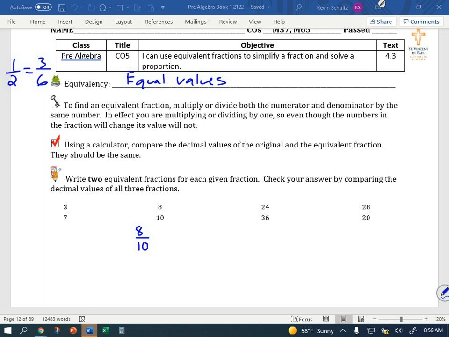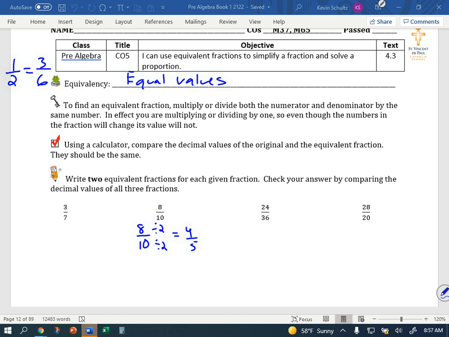How can I find an equivalent fraction to 8/10? Wyatt? How do you get that? Right. So we can simplify by dividing. Oops, I wrote divided by 4. By dividing both the numerator and the denominator by 2, and that gives us 4/5.